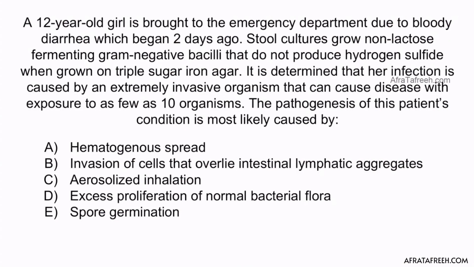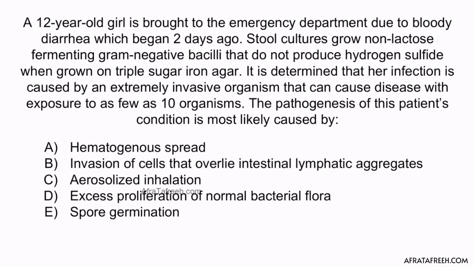A 12-year-old girl is brought to the emergency department due to bloody diarrhea which began 2 days ago. Stool cultures grow non-lactose fermenting gram-negative bacilli that do not produce hydrogen sulfide when grown on triple sugar iron agar. It is determined that her infection is caused by an extremely invasive organism that can cause disease with exposure to as few as 10 organisms. The pathogenesis of this patient's condition is most likely caused by A, hematogenous spread, B, invasion of cells that overlie intestinal lymphatic aggregates, C, aerosolized inhalation, D, excess proliferation of normal bacterial flora, or E, spore germination.